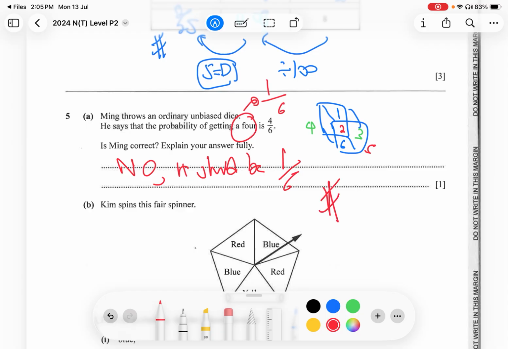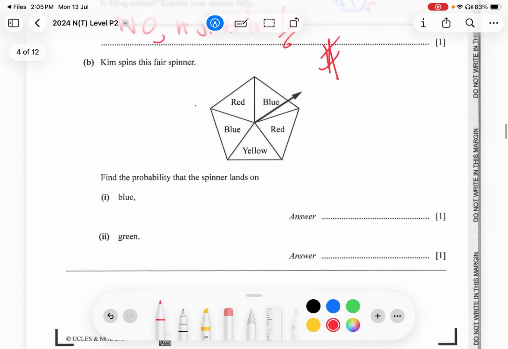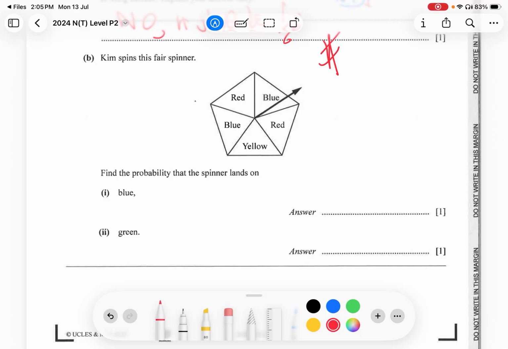Okay, for this. Next one, this is a fair spinner. Find the probability that it lands on blue. There are two blue out of 5 options. 2 out of 5. Green, there's no green here. 0. 0 is the answer.